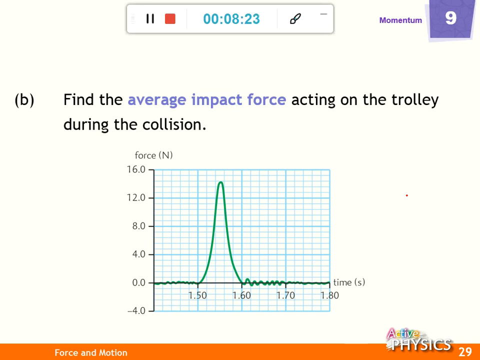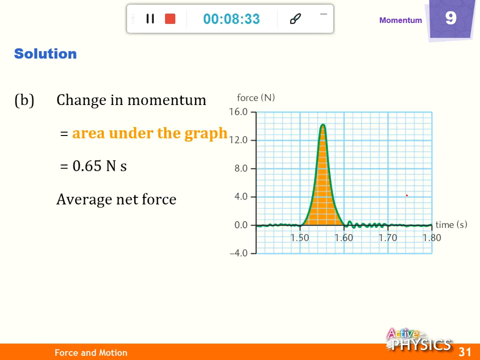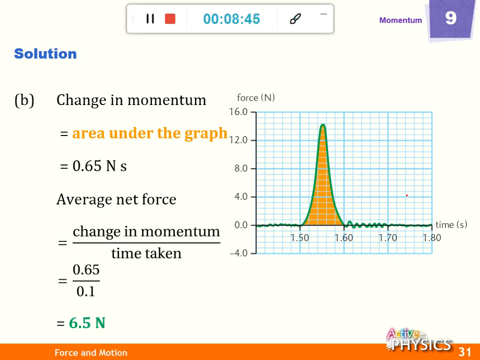Part B, find the average impact force. Because we know the area, we also know the impact time. Then this one is the impact time. Then we know the area under the graph should be the change in momentum, which is 0.65. The question is given to you. Average net force should be change in momentum over the time, 6.5.